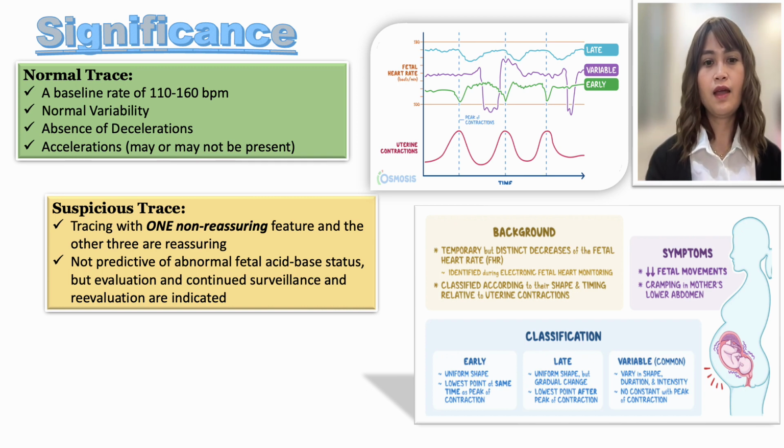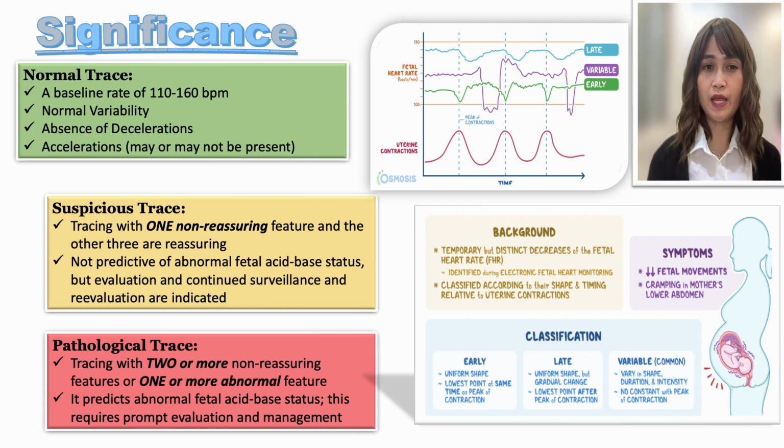We can say that it's a pathological trace when the tracing is with 2 or more non-reassuring feature or 1 or more abnormal feature. It predicts abnormal fetal acid-base status, and this requires prompt evaluation and management.